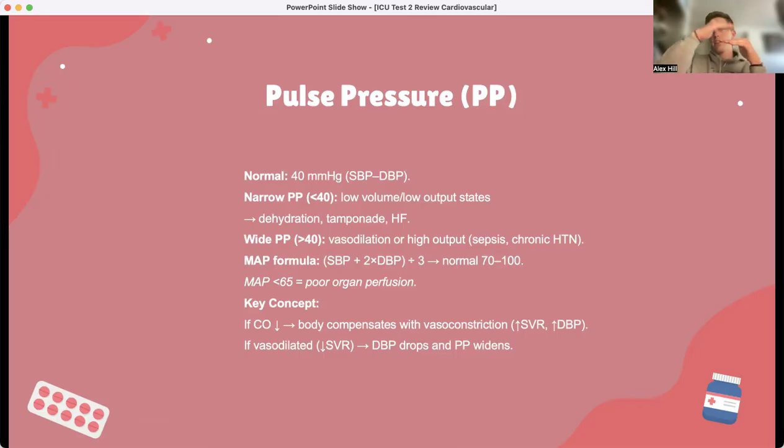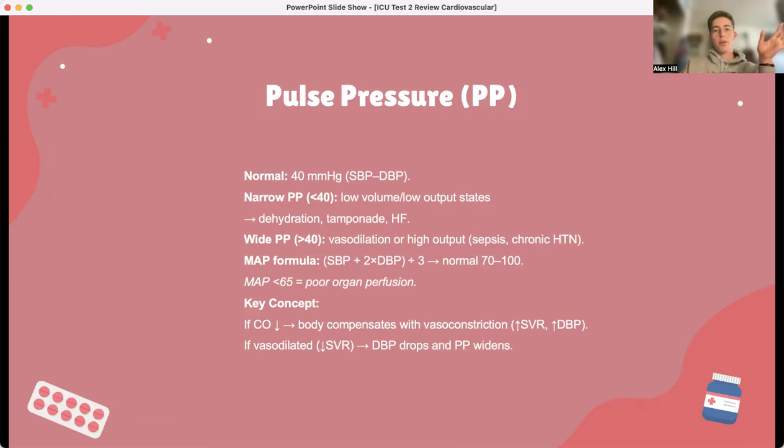It'll be high, so you'll have a narrow pulse pressure because you're not pumping out very much, which is the systolic, but you're vasoconstricting as you should, which is the diastolic. And now the wide pulse pressure is if you have that vasodilation, so your diastolic is going to drop, or if you have high output. So it's kind of like these two things. So output and vasoconstriction. Yeah, that's your diastolic and systolic.